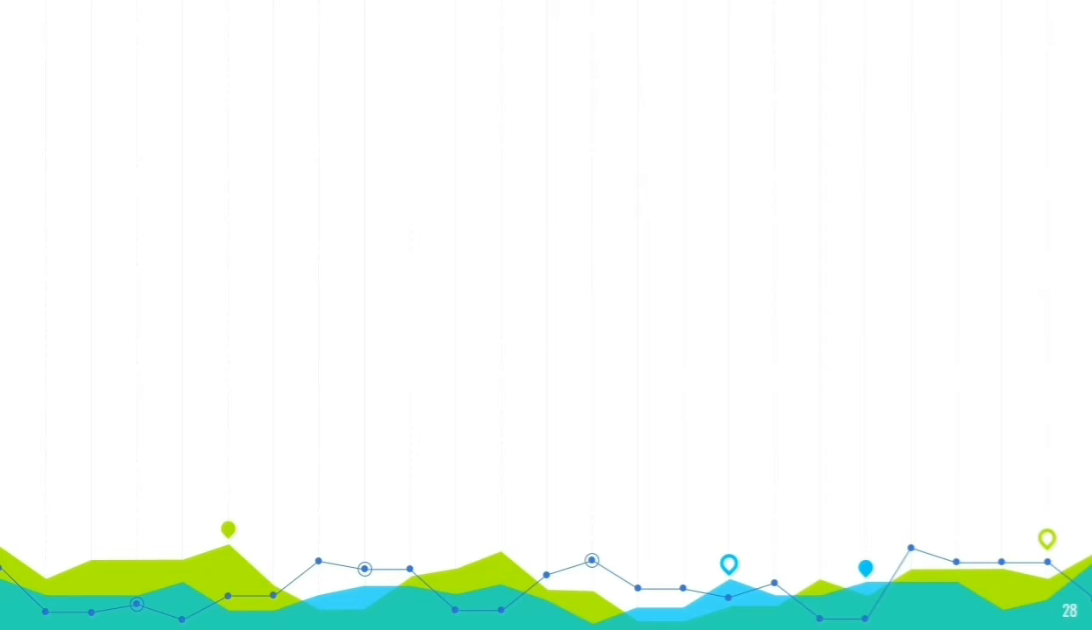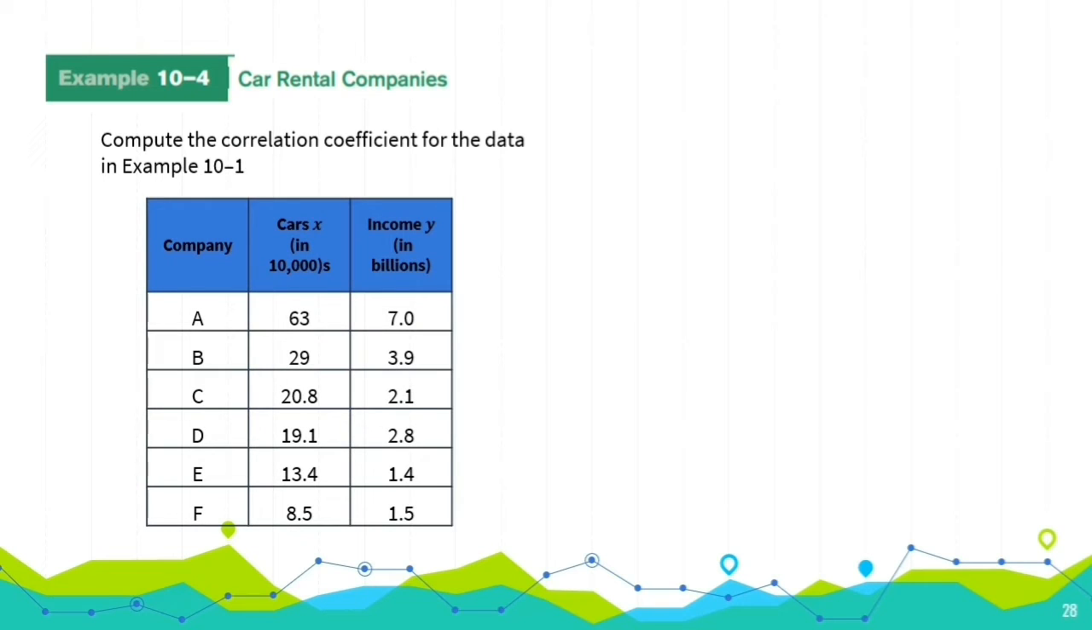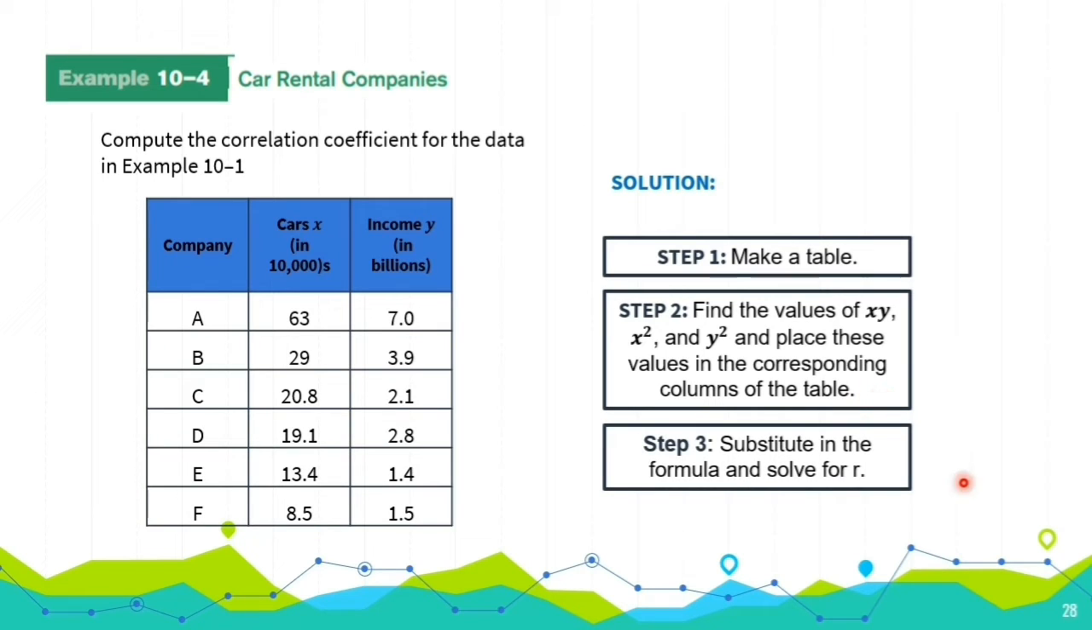Now let's see example 10-4, car rental companies. The data here is from the previous example 10-1, but in this example 10-4, we need to compute the correlation coefficient for the data. So this is the table. For our solution, we should follow these steps. For step 1, make a table. For step 2, find the values of xy, x squared, and y squared, and place these values in the corresponding columns of the table. And for step 3, the last step, substitute in the formula and solve for r.